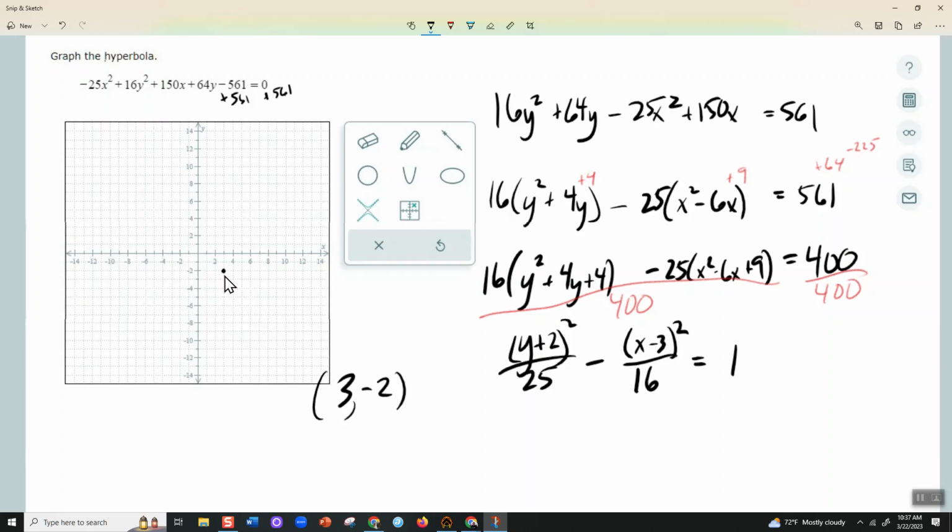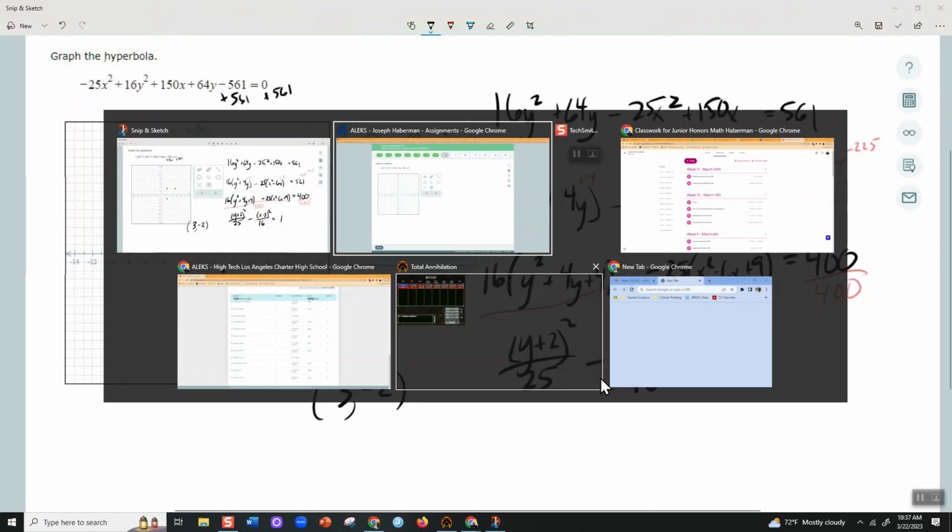Okay, and I need to do the vertical part first because it is y squared minus x squared, so that's the square root of 25 or 5. So I'm going to go up 5 there. And then my asymptote is going to be over 4. 1, 2, 3, 4 there. Right. 3, negative 2, up 5 over 4.